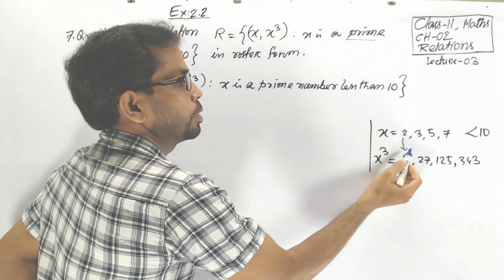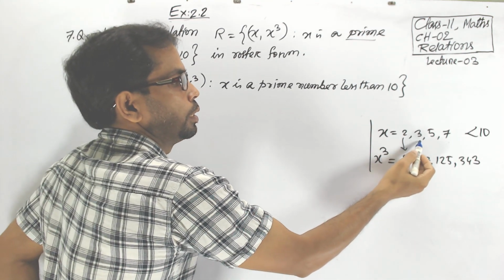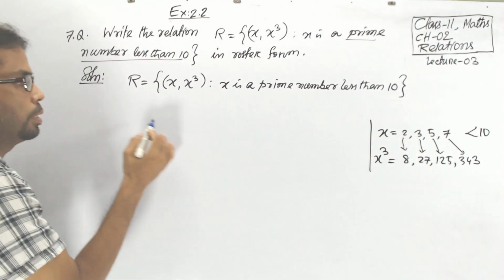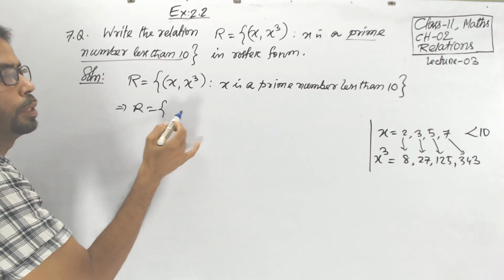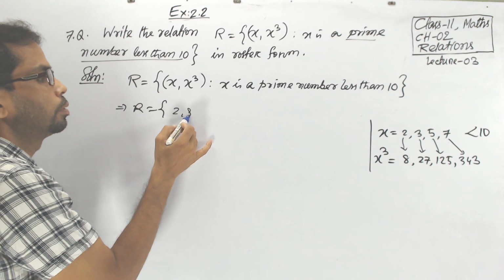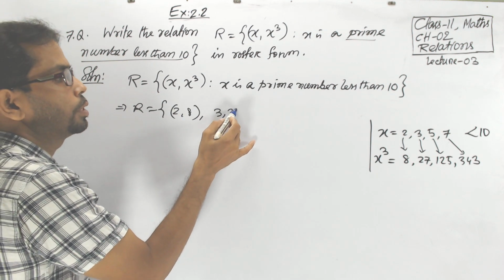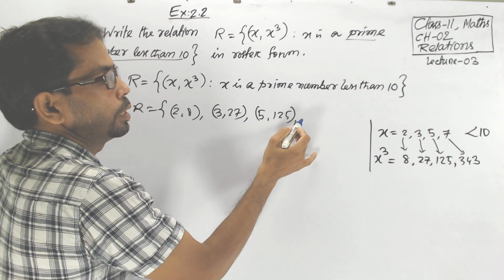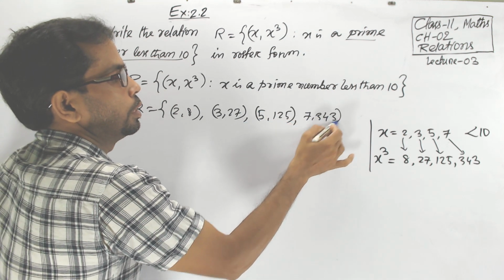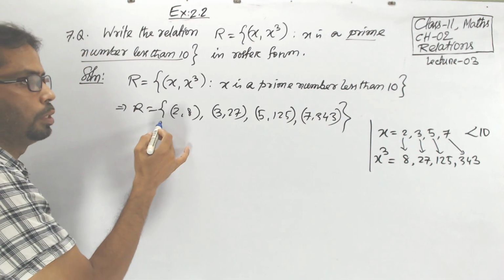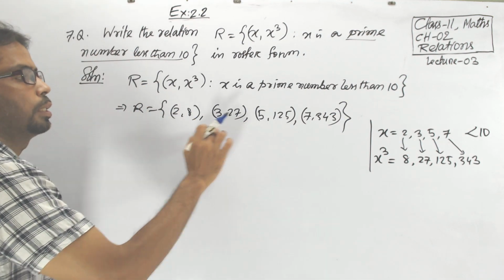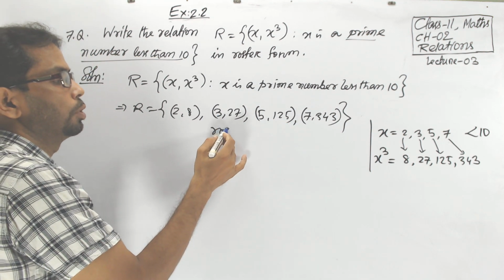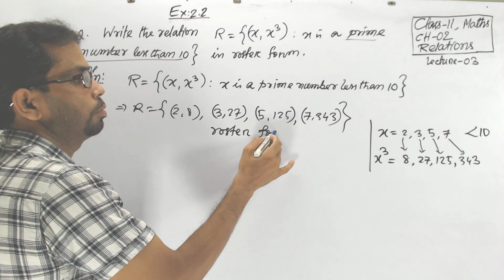So 2 cube, that is 2 is making pair with 8, 3 with 27, 5 cube is 125, 7 cube is 343. That means the relation is made by the pairs (2, 8), (3, 27), (5, 125) and (7, 343). So this is the relation in roster form. This way of writing the elements in second bracket and listing the elements separated by comma is called roster form. This is the complete solution for the question.